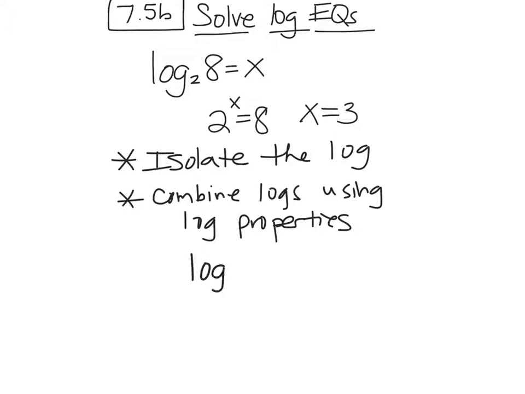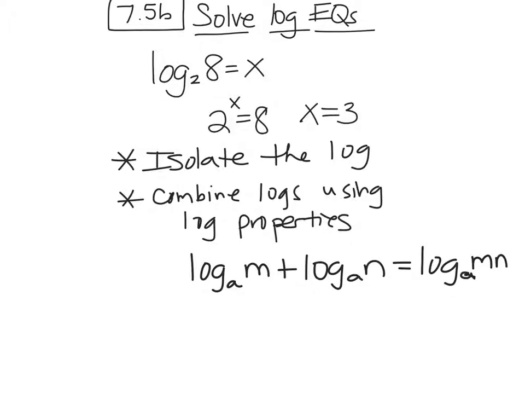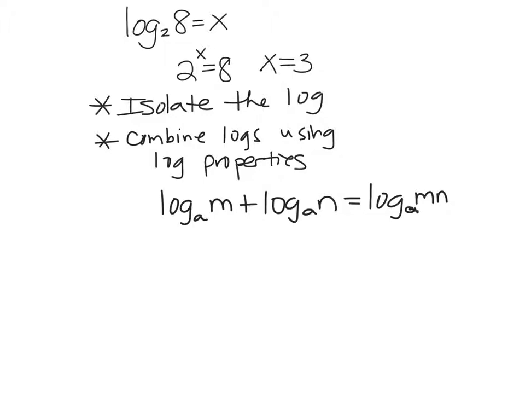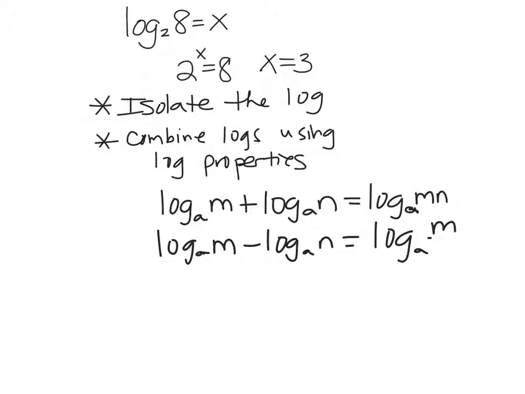Combine logs using properties. If you have log base a of m plus log base a of n, do you remember what that is equal to? Log base a of mn. You multiply them together, as long as they're the same log base. If there was a minus in the middle, log base a of m minus log base a of n, then you would divide m over n. That's to combine it into one single log.